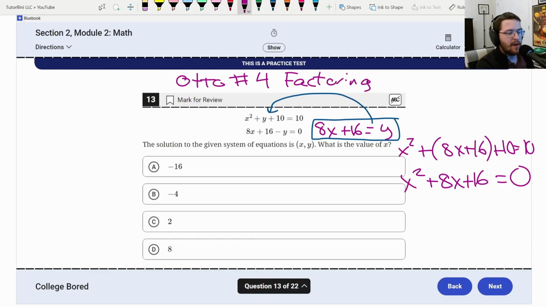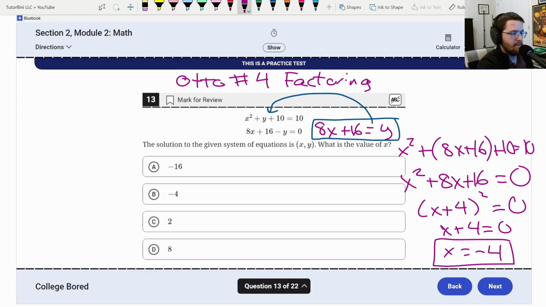And so it adds to 8 and multiplies to 16. So that's 4 times 4 and 4 plus 4. So we're going to do x plus 4, or in other words, x plus 4 squared. And now I use the zero product property. So x plus 4 equals 0, and x is equal to negative 4. Subtract 4 from both sides. And that gives us answer choice B.